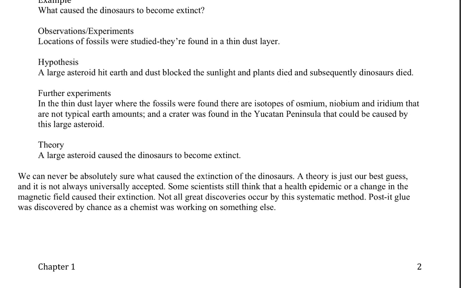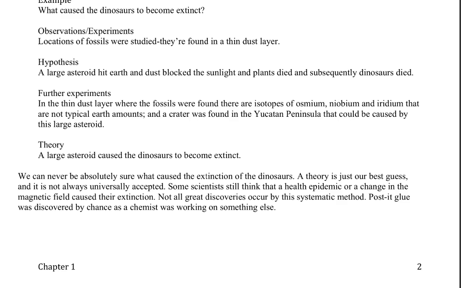So here's an example using the scientific method. What caused the dinosaurs to become extinct? So an observation is the locations of fossils were studied, so where they are, and they're found in a thin dust layer.